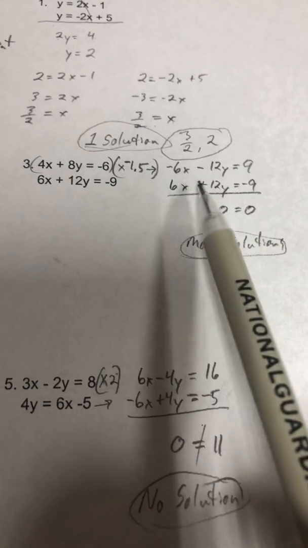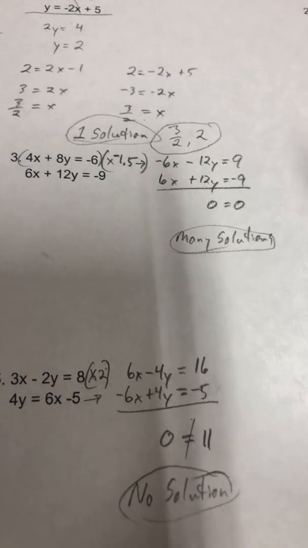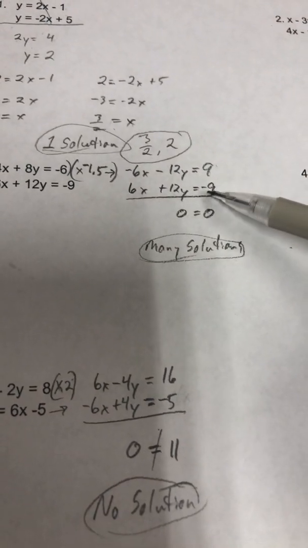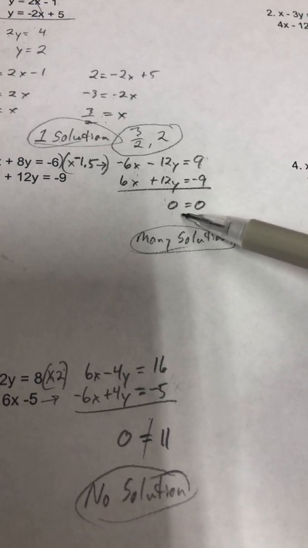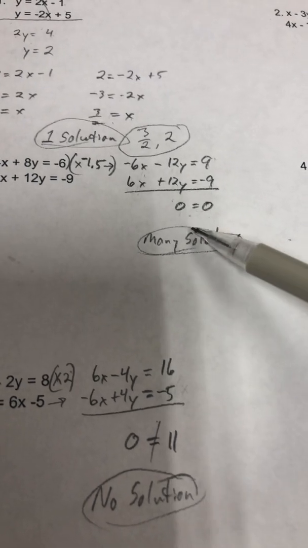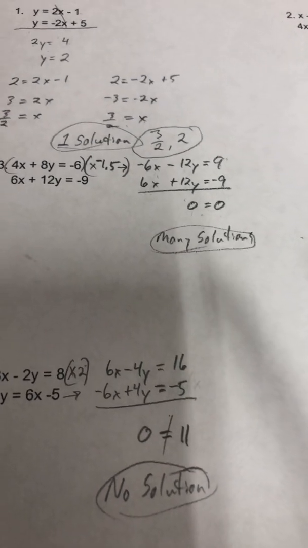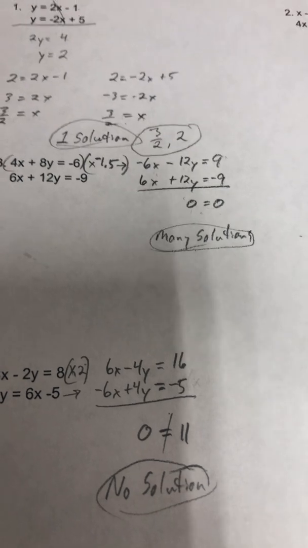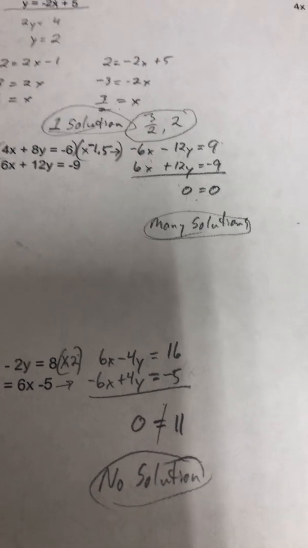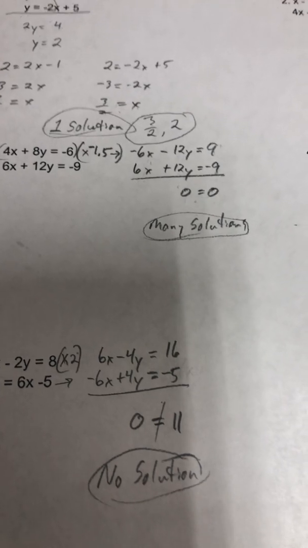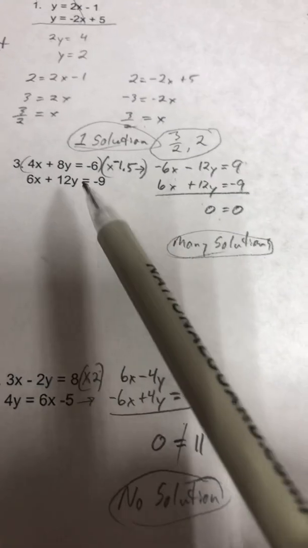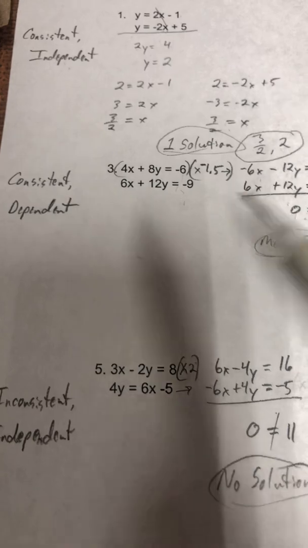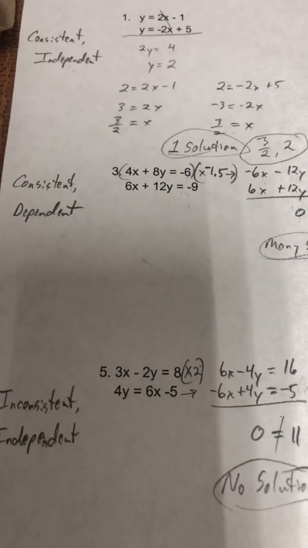So what happens is, when you put these two equations together, I end up with 0. This is 0, this is 0, and this is 0. So 0 equals 0. That's many solutions. Anything that you put in there will work, because what does that mean? That means they're both essentially the same line. So any point you pick on the line is going to satisfy both of these lines. So that means consistent and dependent.